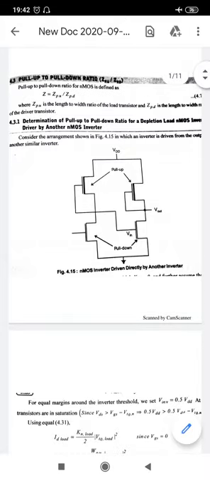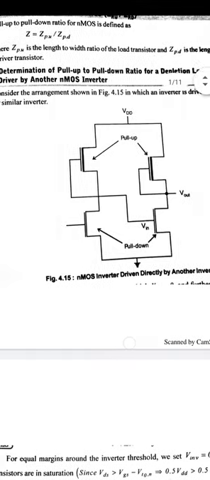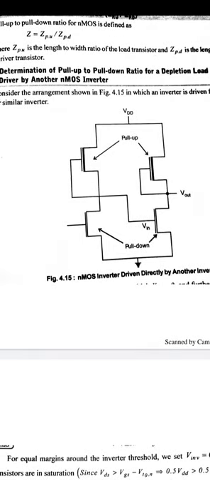So in this case, when we talk about the determination of the pull-up to pull-down ratio for a depletion load NMOS inverter driven by another NMOS inverter, in this diagram I will show here, one is the pull-up transistor, the second one is the pull-down transistor. The gate connection of the first transistor is connected to the input, and the output is taken from the shorted connection, and we provide the input at the driver transistor of the first one, that is basically our NMOS inverter.